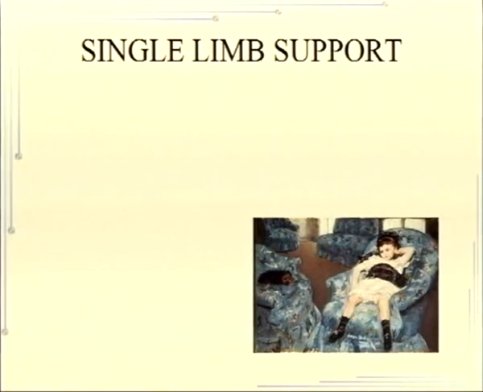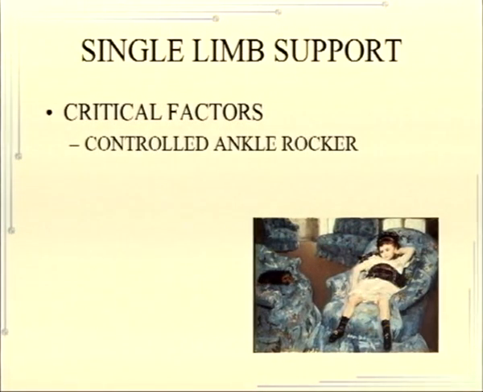Next comes single limb support. And the critical factors here are a controlled ankle rocker, basically bringing the body weight from the hind foot, or in back of the foot, forward through the first, second, and third rockers, so that the momentum of the body continues to move forward.